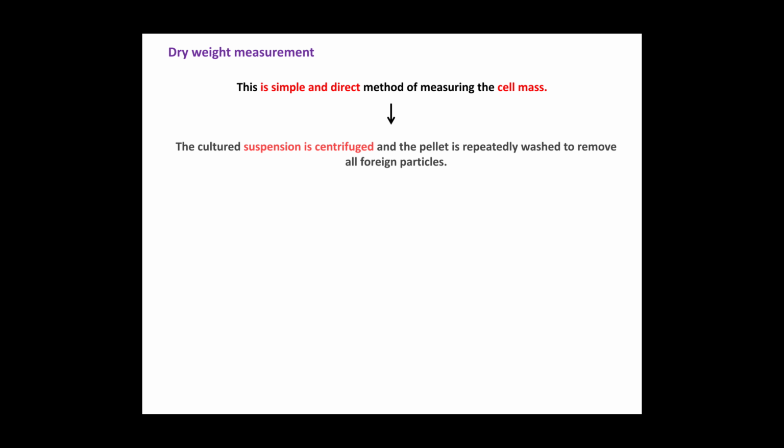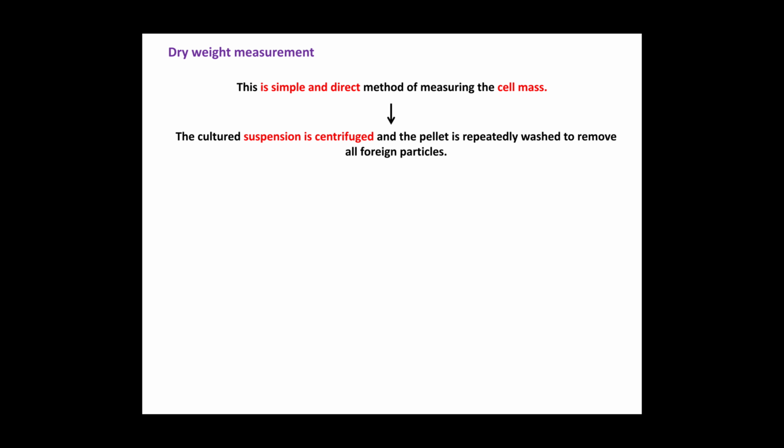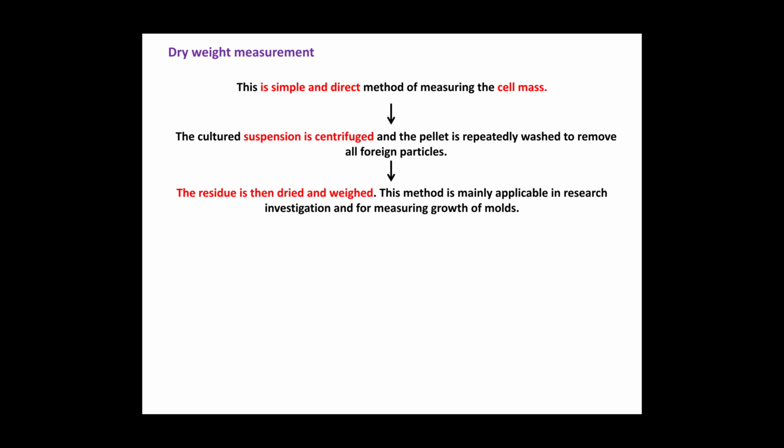The next method is dry weight measurement. This is a simple and direct method of measuring the cell mass, in which the culture suspension is centrifuged and the pellet is repeatedly washed to remove all foreign particles. The residue is then dried and weighed. This method is mainly applicable in research investigation and for measuring growth of molds.